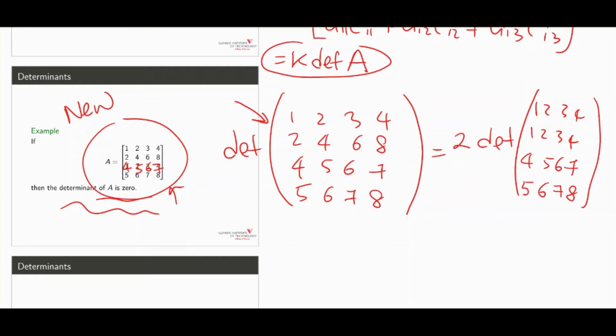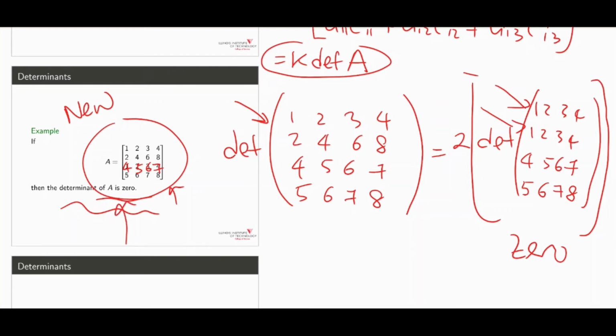So now we'll see that the first row and the second row, if you concentrate just right here, you see that the first row and the second row here are the same. So by the consequence of the first property, we know that the determinant here is 0. So 2 times 0 is 0. So we know that this determinant here is 0.